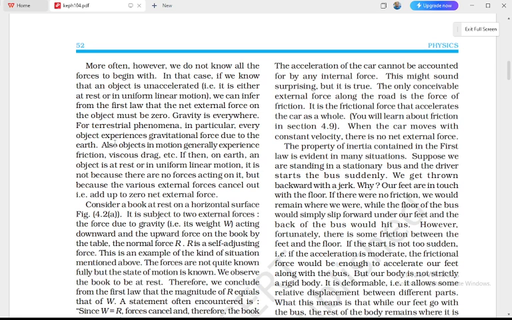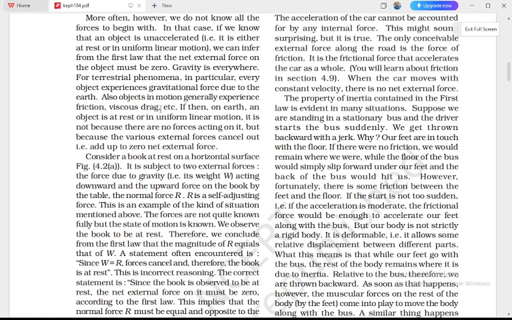Gravity is everywhere. For terrestrial phenomena in particular, every object experiences gravitational force due to the Earth. Also, objects in motion generally experience friction, viscous drag, etc. If, then, on Earth, an object is at rest or in uniform motion, it is not because there are no forces acting on it, but because the various external forces cancel out and add up to zero net external force.